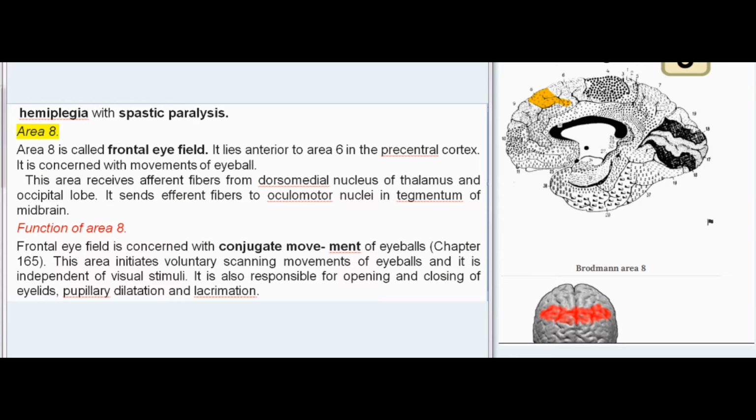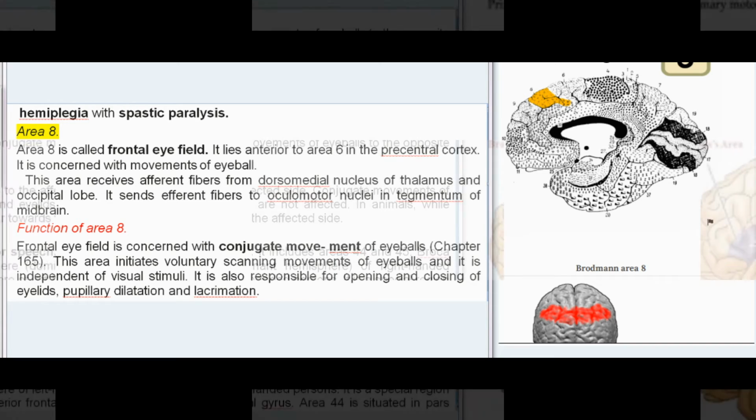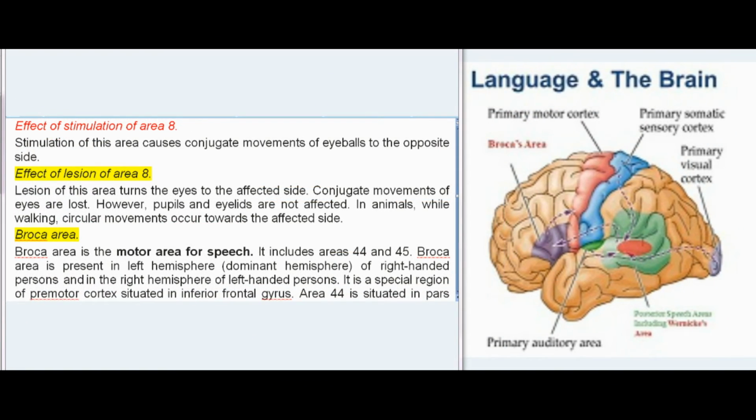Function of area 8. Frontal eye field is concerned with conjugate movement of eyeballs, chapter 165. This area initiates voluntary scanning movements of eyeballs and it is independent of visual stimuli. It is also responsible for opening and closing of eyelids, pupillary dilatation, and lacrimation. Effect of stimulation of area 8. Stimulation of this area causes conjugate movements of eyeballs to the opposite side.